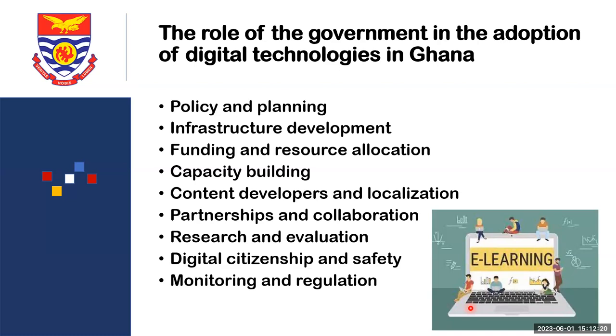And then research is key. Many a time we do research and they are lying somewhere. We have to do more research. The government should promote research to assess the impact and effectiveness of digital technologies in education. And this includes monitoring and evaluation. We have to evaluate implementing digital initiatives, measuring learning outcomes, and gathering information from students, teachers, and even parents. And the research findings can inform evidence-based decision making.